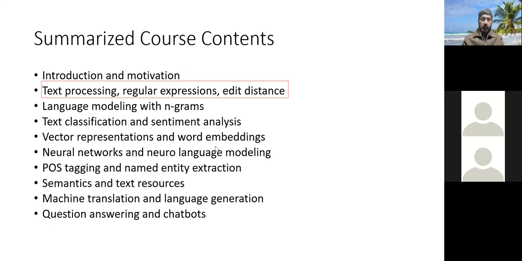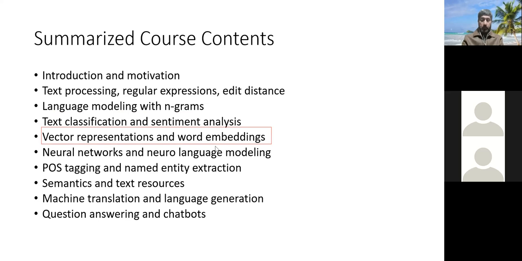Then we'll move on to basic text processing, starting from regular expressions, string matching, edit distance, and so on. We'll then talk about language modeling with n-grams. N-grams is a name that is commonly used in NLP, but essentially it is probabilistic language modeling. We will discuss the basic concepts as well as some of the estimation techniques that are commonly used in NLP. We then talk about classification, naive Bayes, logistic regression, and the application of sentiment classification, as well as other text classification like topic classification or spam classification.